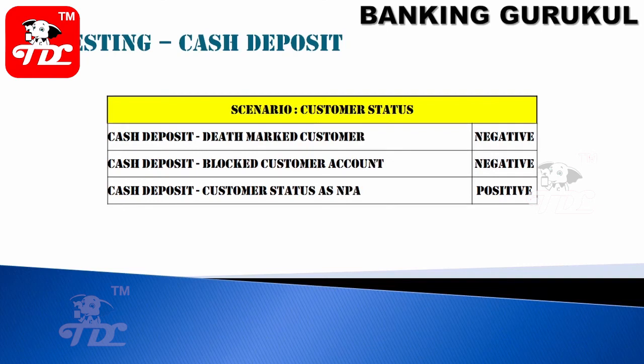Customer status. Not only account status, we have different customer statuses also. Some customers are death marked customers, and if you try a cash deposit to a death marked customer account or a blocked customer account, it will not be validated, so it is not a positive scenario; you can test it as a negative scenario. And for customer status as NPA, yes, you can deposit into an account with NPA status, you can test it. So this is a positive scenario.